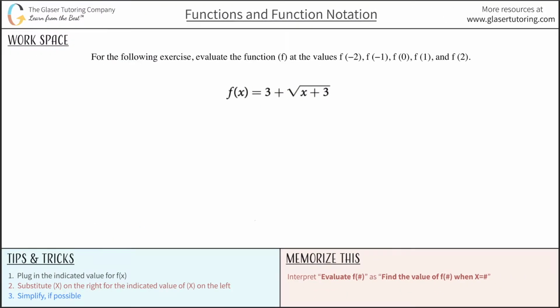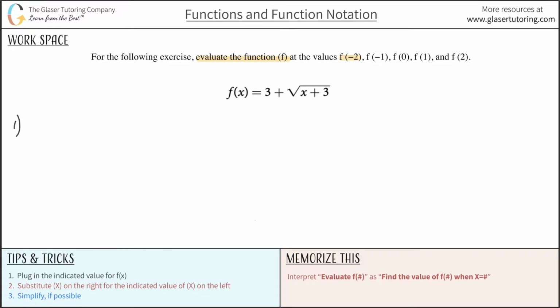For the following exercise, evaluate the function f at the values f of -2, f of -1, etc. All right, so here is our given function, and essentially what we are asked to do is find the f of x value when x equals these values of -2, -1, 0, 1, and 2. We're going to look at each one independently, and we're going to follow these particular steps on the bottom. So let's take a look at the first one.